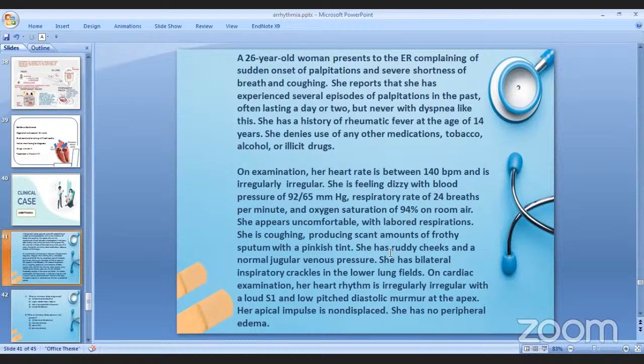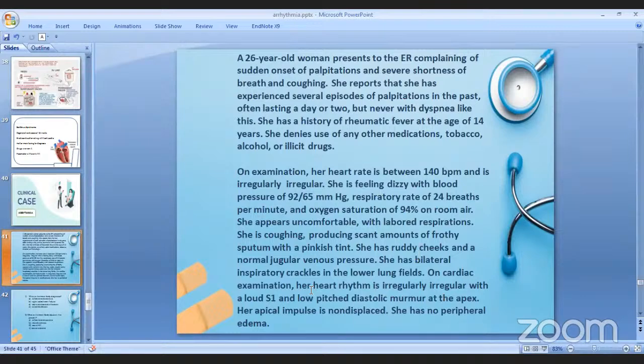So she has ruddy cheeks, meaning she has a red tinge in her cheeks, and a normal jugular venous pressure. Normal jugular venous pressure means it is not right-sided heart failure. So it has basically to do with left-sided heart failure, right? In right-sided heart failure, the jugular venous pressure would be raised and there would be bilateral pitting edema. But she has bilateral inspiratory crackles in the lower lung fields. So this is a typical case, right?